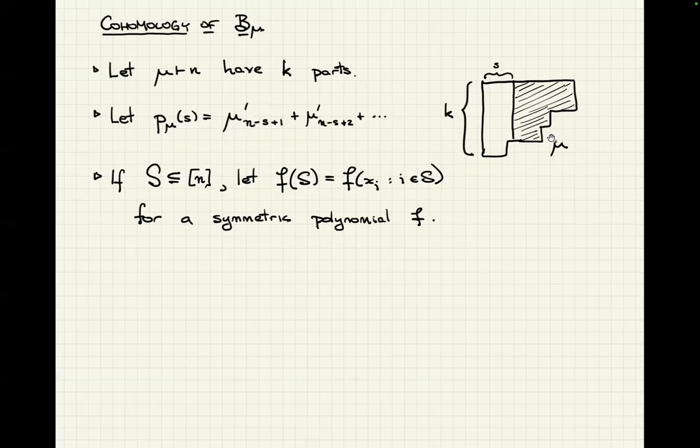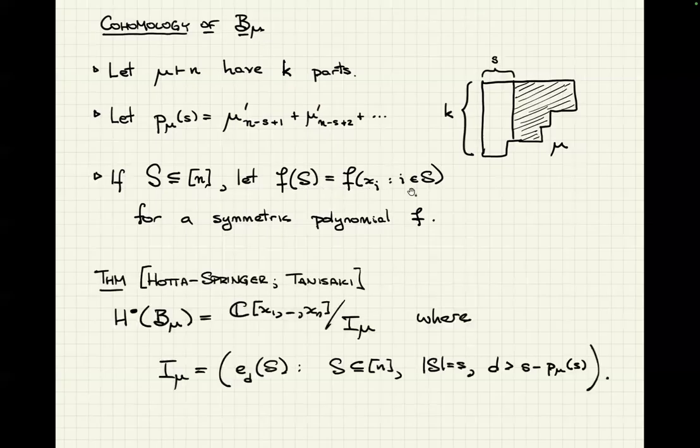So what you do is you take the Young diagram of mu, you throw away the first s rows, and you count up the number of boxes that remain. And also, if f is a symmetric polynomial and if S is a subset of my indices 1 through n, I'm just going to let f of S be the evaluation of f at the variables indexed by S. And this is the presentation of the cohomology of the Springer fiber due to Springer and Tanisaki.